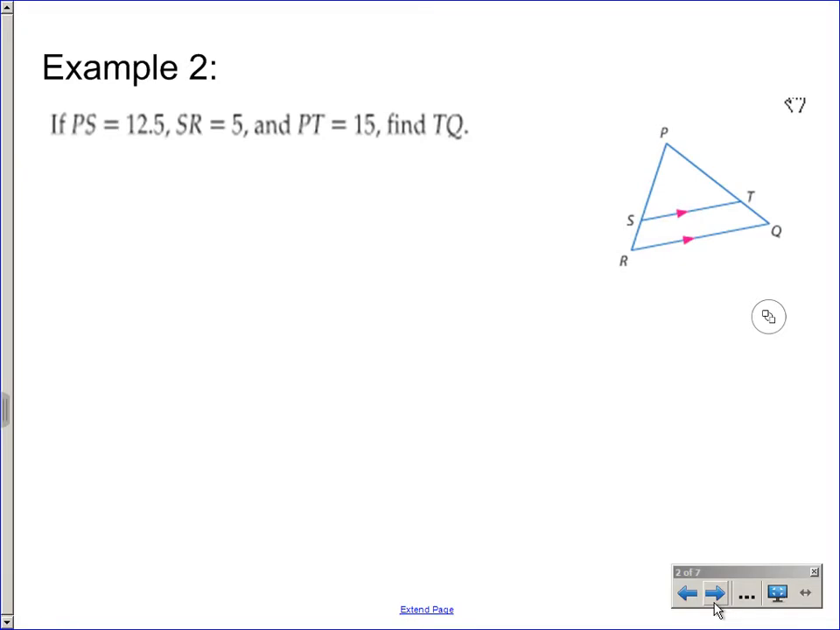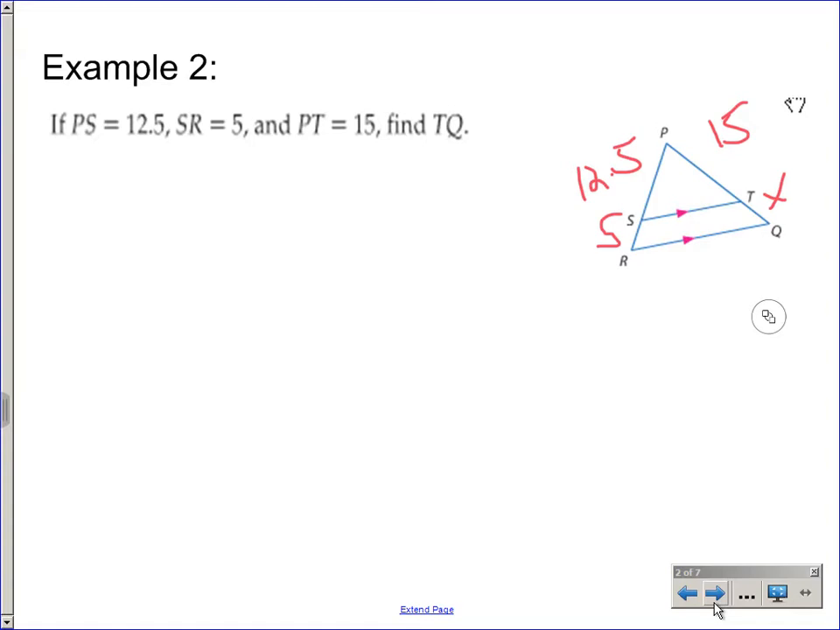So you can pause the video now and try this one, or you can listen and take notes. I suggest you try it though. So the first thing I'm going to do is I notice my lines are parallel, therefore I can use the triangle proportionality theorem. And PS is 12.5, I always notate my work, SR is 5, PT is 15, and we don't know TQ. We're trying to find that, solving for it.